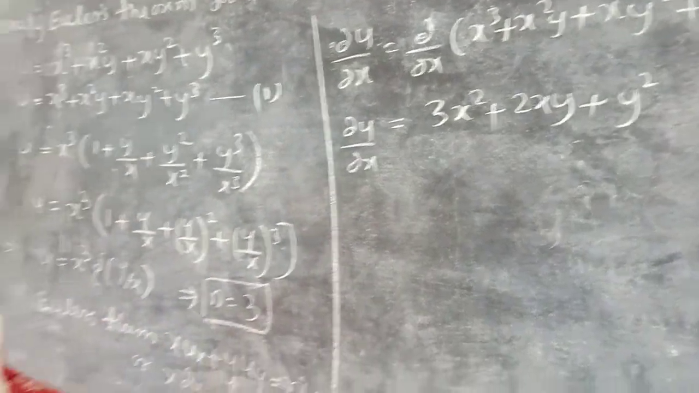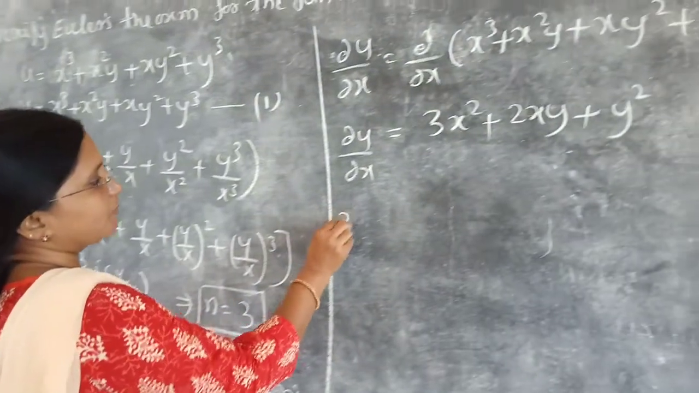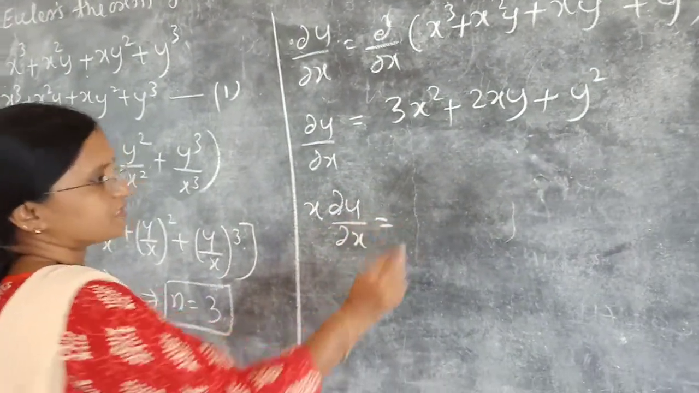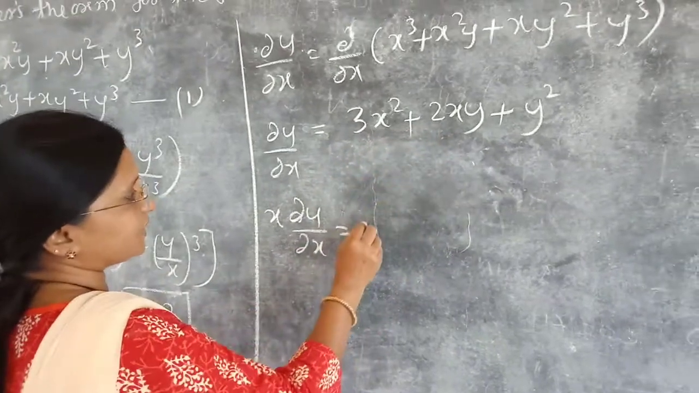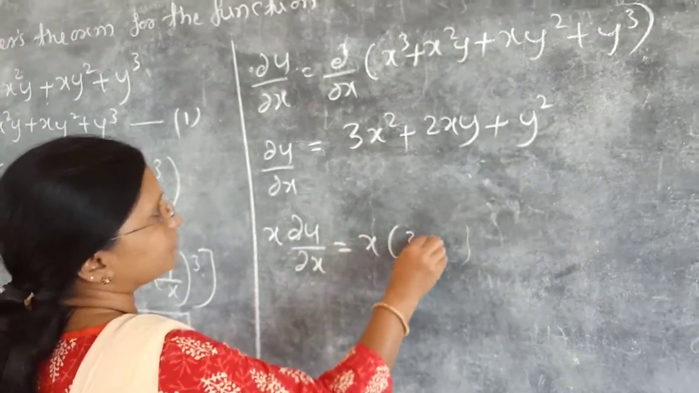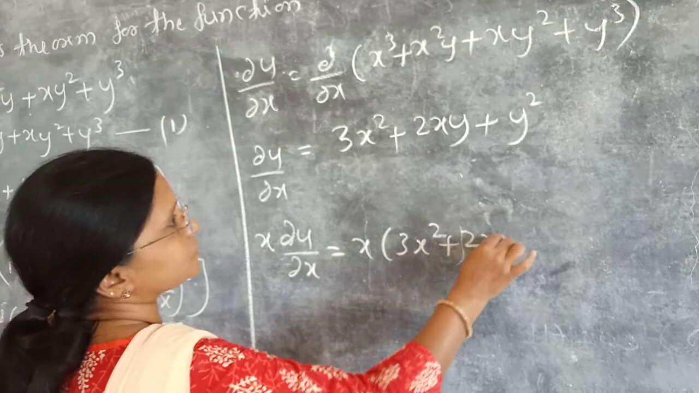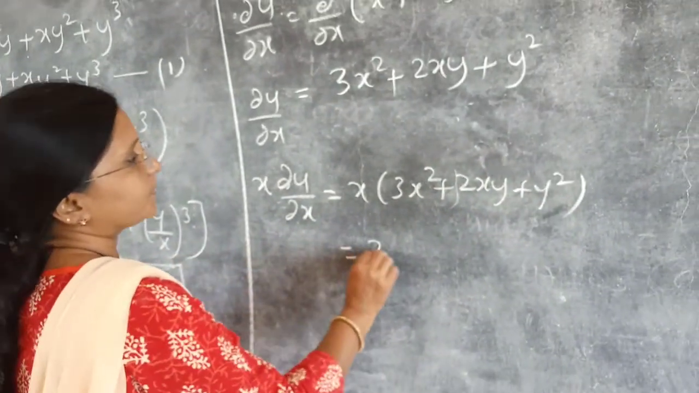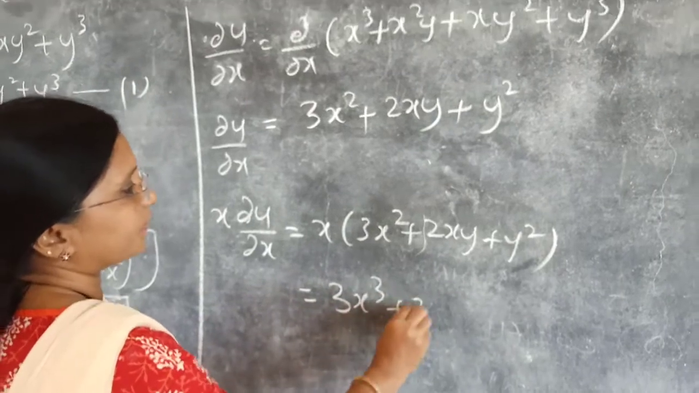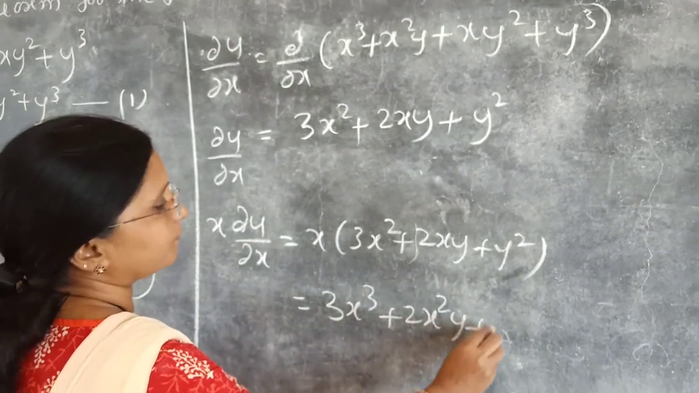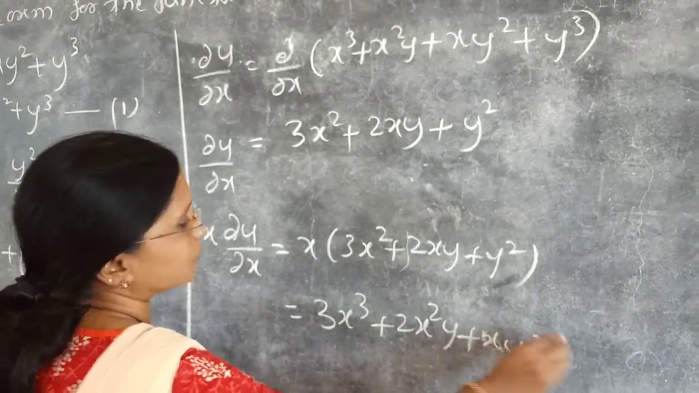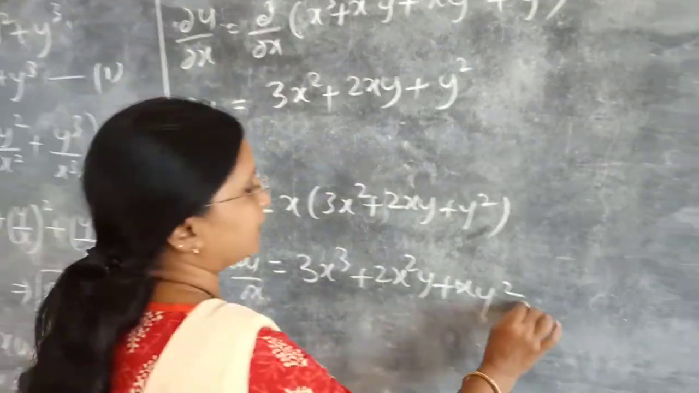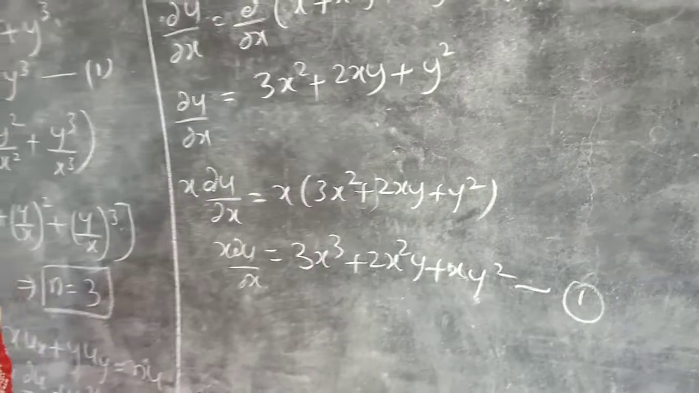So this is dou u by dou x. And we want x into dou u by dou x, so multiplying on both sides by x. x into dou u by dou x is equal to x into 3x square plus 2xy plus y square, which equals 3x cube plus 2x square y plus xy square. This is x into dou u by dou x. Take this as equation number 1.